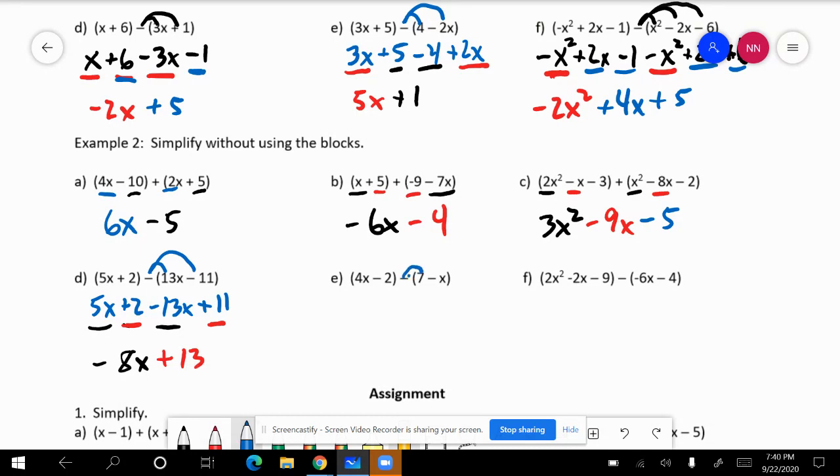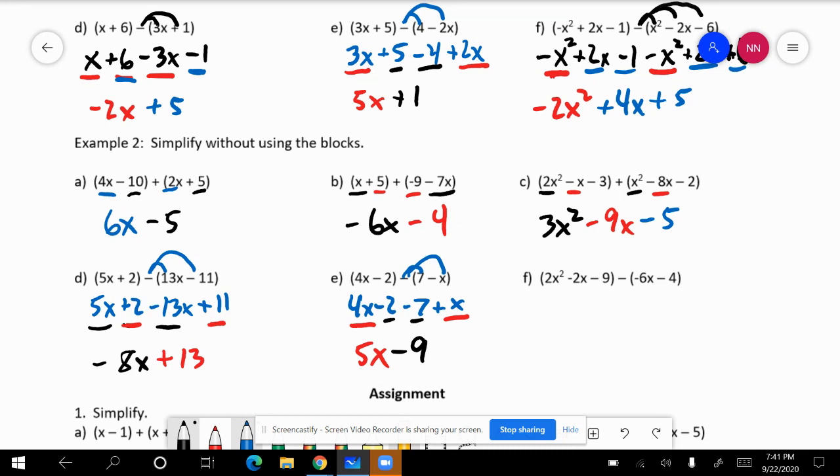Next one, we distribute the negative. We have 4x minus 2 minus 7 plus x. When we add the like terms, we have 5x. When we add the constant values, we have negative 9.